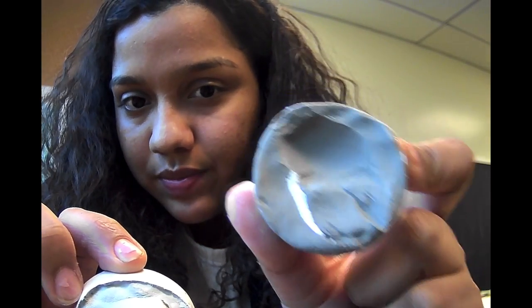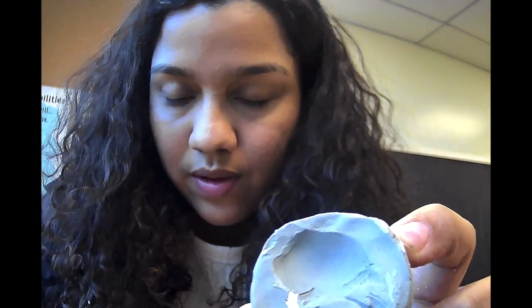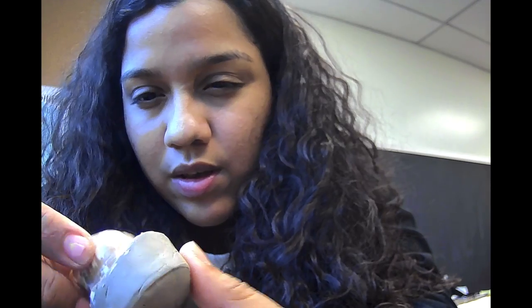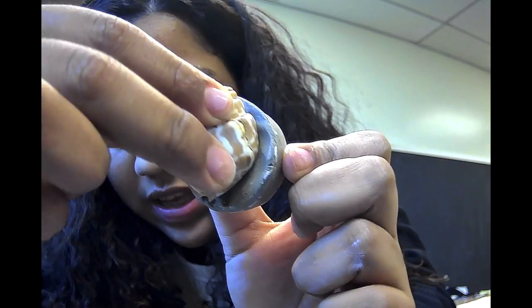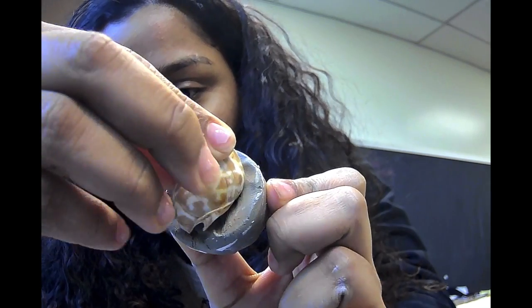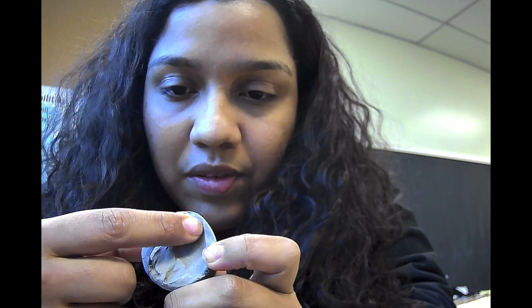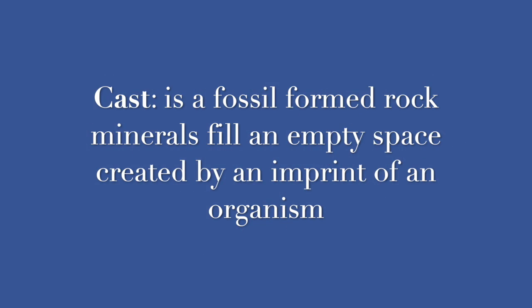This is the mold of fossil number 2. We can see that when we placed it inside, it left this bumpy area right here, and it left this empty space. Now let's take a look at the cast. A cast is a fossil that is formed by rock minerals that fill an empty space created by an imprint of an organism. Casts are usually 3D.